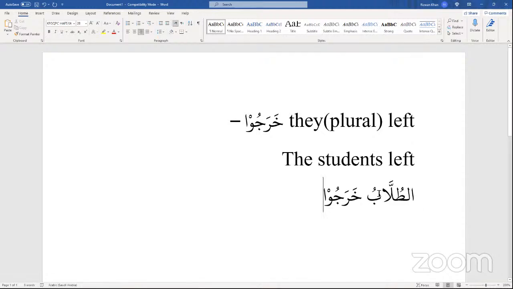So in this case, at-tullabu becomes the mubtada, and kharaju becomes jumla felia khabar. Is this clear? Okay. Now I want to say it in a different way. Here, this wow is indicating my plural. Kharaju, they. So here it actually means the students, they left. To be more specific, but it means the same thing. Whether I say the students, they left, or the students left, it means the same thing. But another way I can say is kharaja.